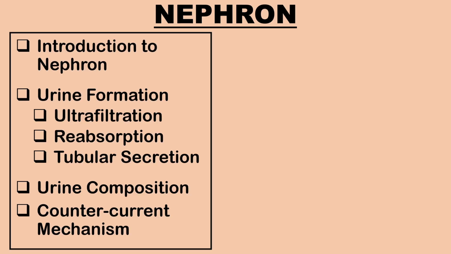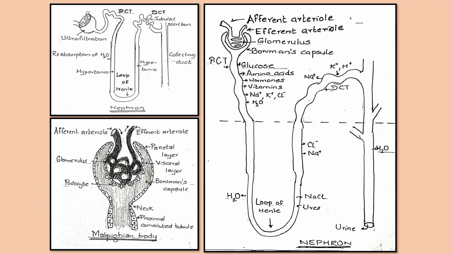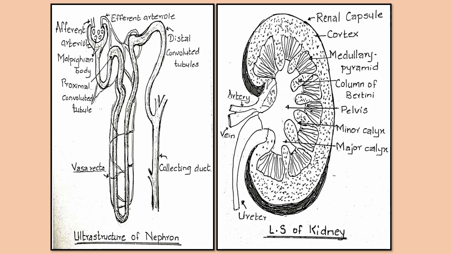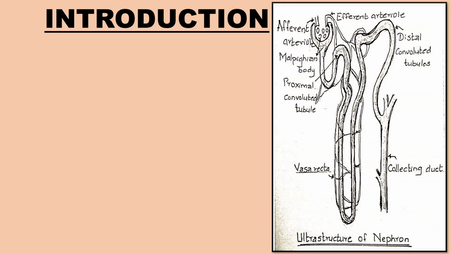Hello! In today's video, we shall learn in detail about the functioning of the nephron. By the end of this video, you'll have a clear understanding about ultrafiltration, reabsorption, tubular secretion in kidney, countercurrent mechanism, role of kidney in osmoregulation, renin, angiotensinogen, aldosterone system, chronic kidney disease, and various kidney disorders. Let us begin with the introduction to nephrons.